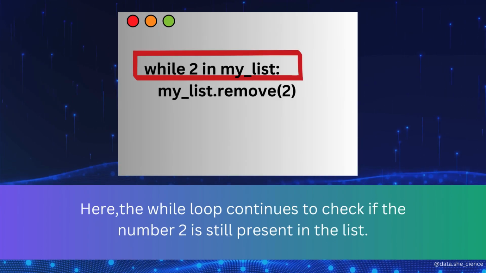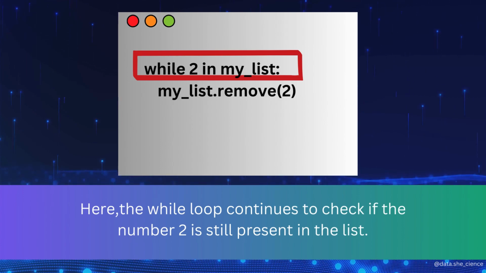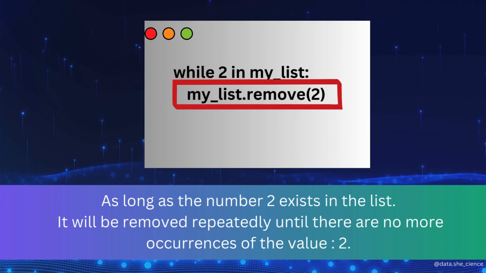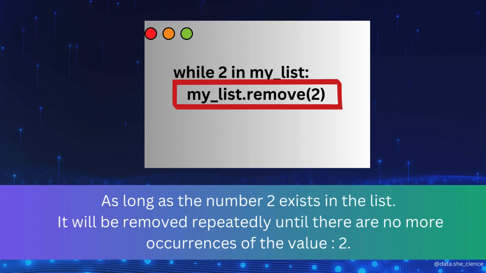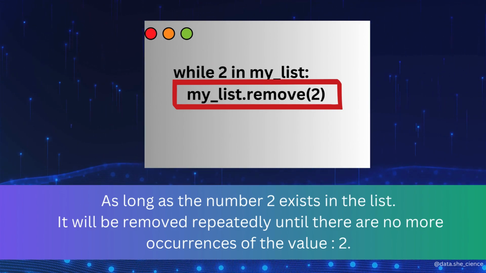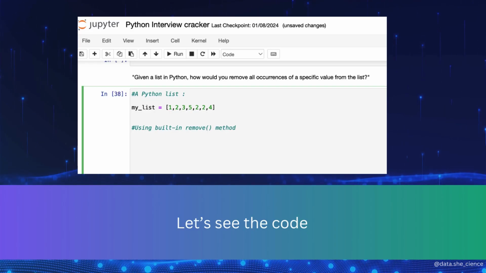Here, the while loop continues to check if the number 2 is still present in the list. As long as the number 2 exists in the list, it will be removed repeatedly until there are no more occurrences of the value 2. Let's see the code.